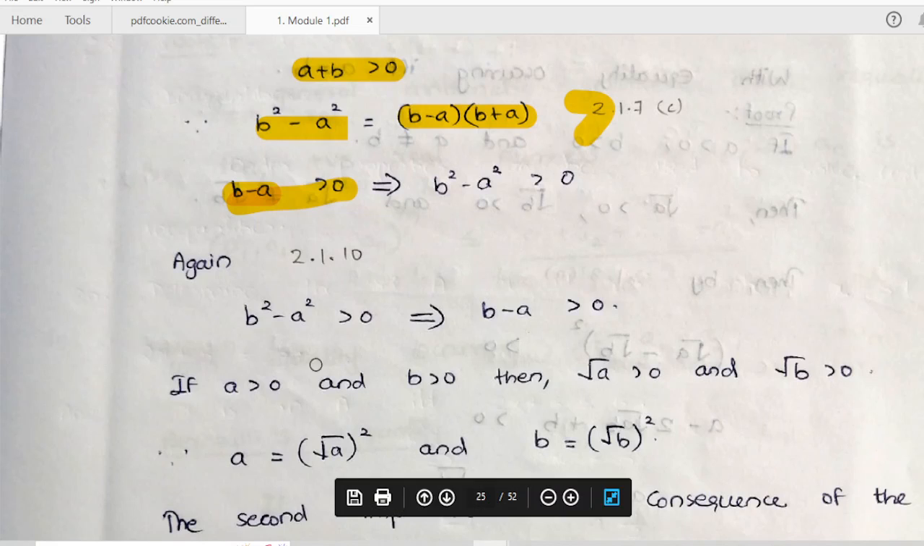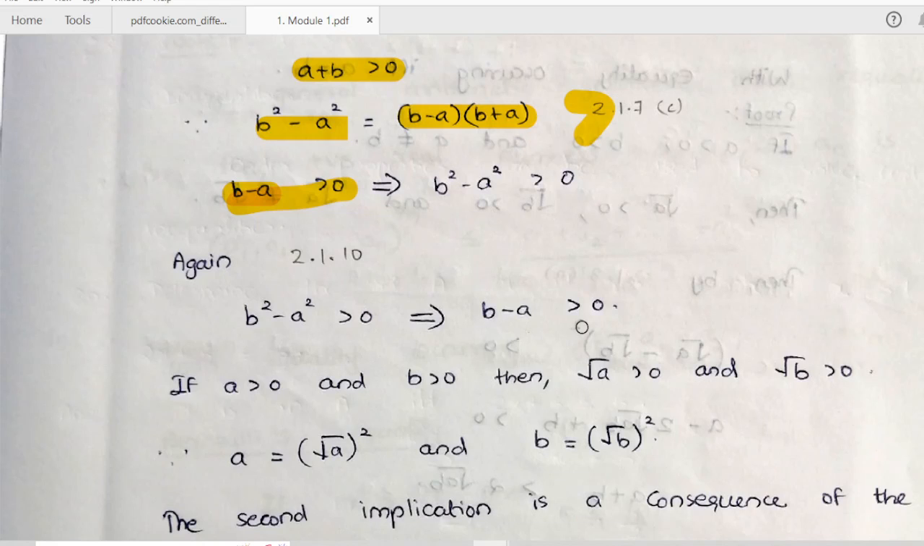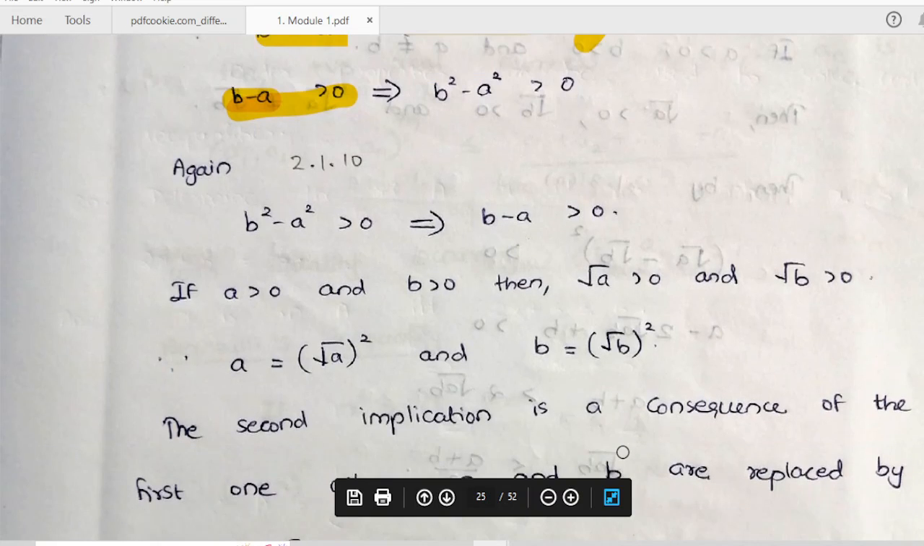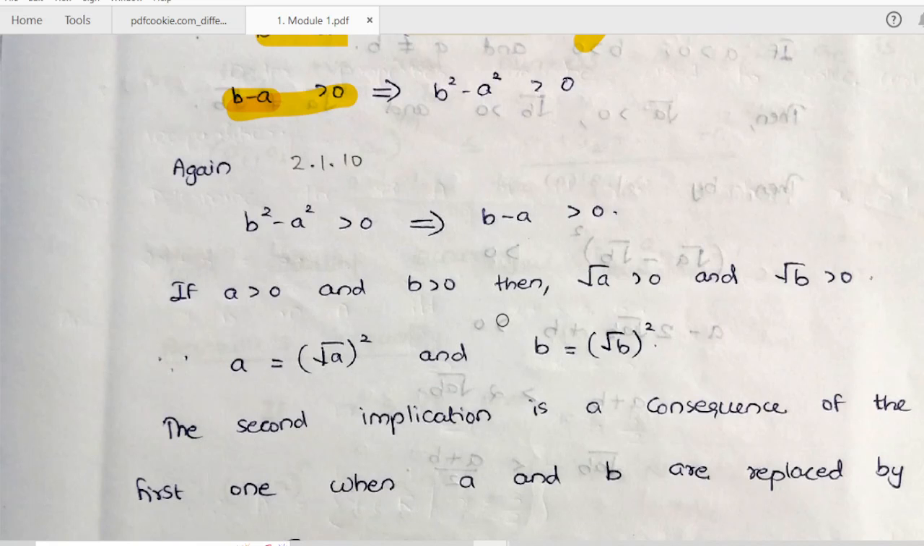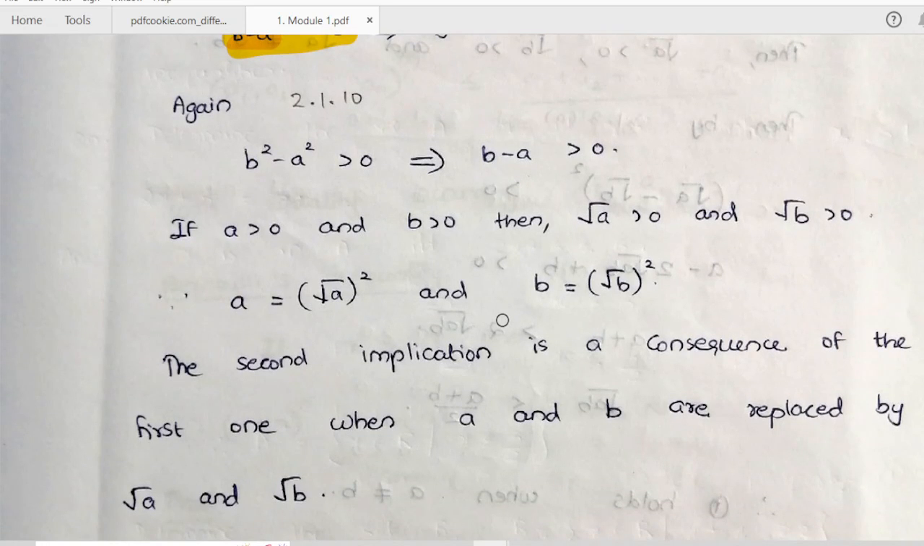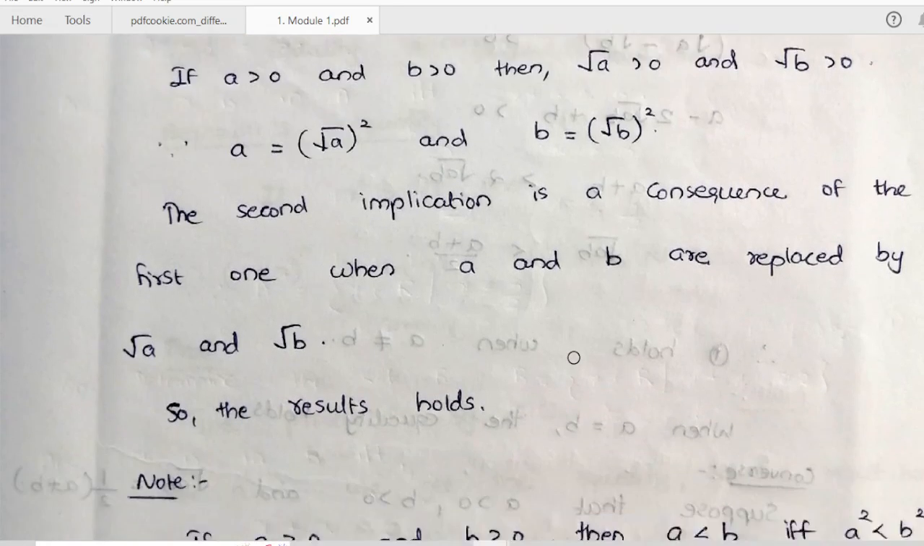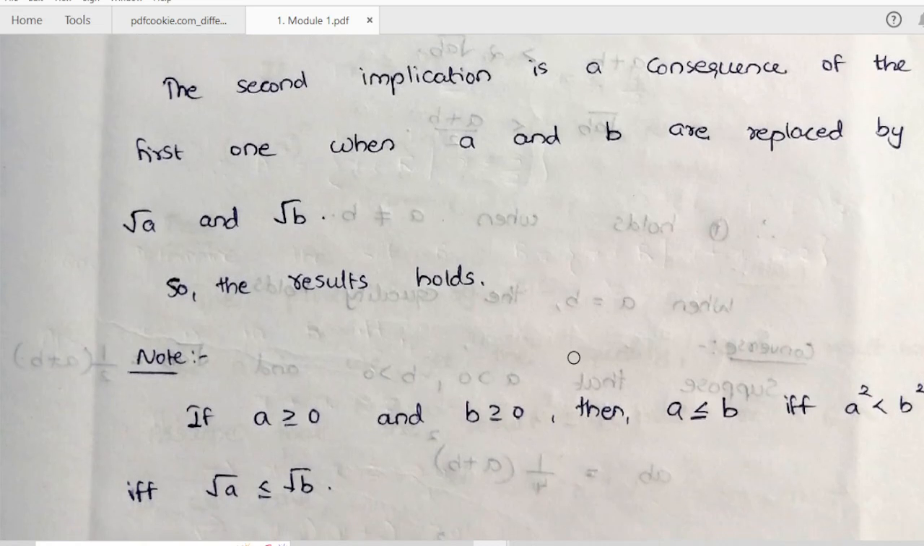Again, if B square minus A square is greater than 0 ആണെങ്കിൽ നമുക്ക് എന്ത് പറയാൻ പറ്റും? B minus A is greater than 0. So if A is greater than 0 and B greater than 0, then root A greater than 0 and root B greater than 0. Therefore A is equal to root of A whole square and B is equal to root of B whole square. The second implication is a consequence of the first one when A and B are replaced by root A and root B. So the result holds.